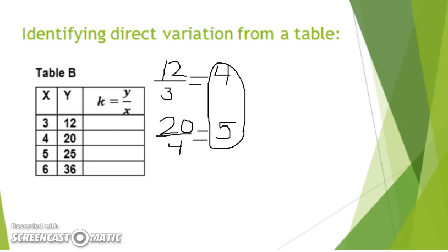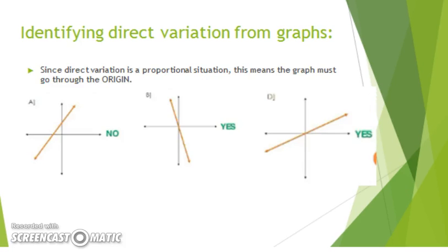So let's move on to graphs now. When I'm looking at graphs, to tell if it's a direct variation, it has to be the same thing. So since direct variation is a proportional situation, this means the graph must go through the origin. And remember, the origin is 0, 0. So here's my origin, what I just circled in blue. Is this line going through the origin? No. So this is not a direct variation.